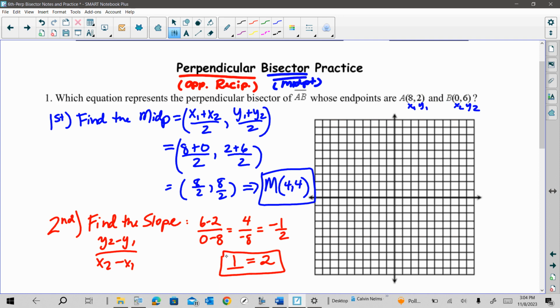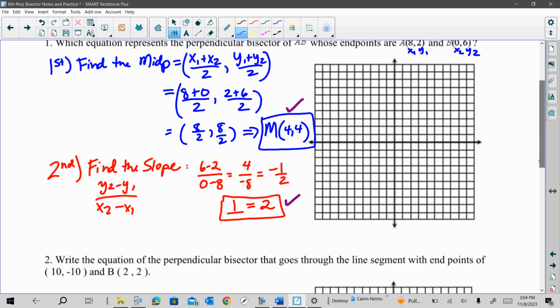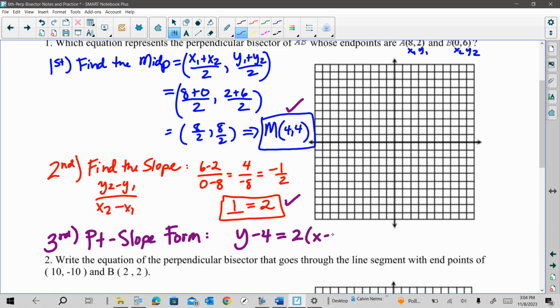Okay, so now that we have this point, the midpoint, and we have the slope, we can put it in point slope form. So the third part right here is point slope form. So this would be y minus 4 equals 2 times (x minus 4). Now, it just said write the equation, so this is fine. It doesn't specify the type of form. So as long as you get to here, you're fine. Okay, you get full credit.